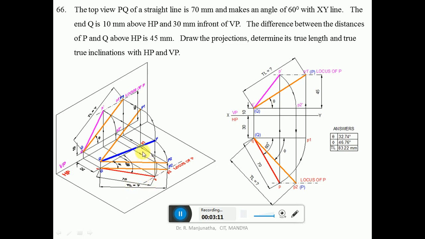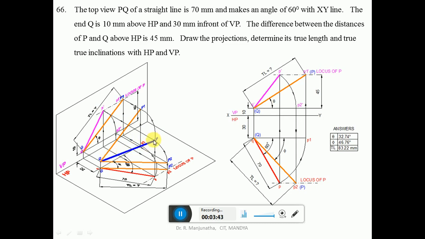Top view. Now since we need to find the true length, we will go to the vertical plane first. When you are projecting this point upwards from small p, and from p dash you are projecting in the horizontal direction, you get this point, capital P. Then join Q and P with a dark line. This is going to be the actual length of the line in space.